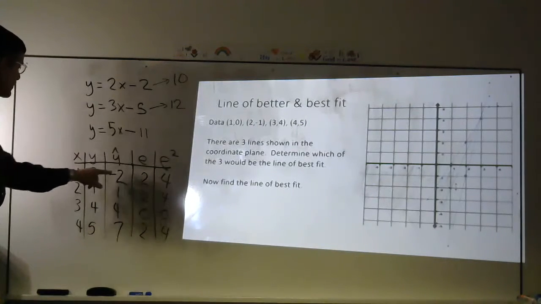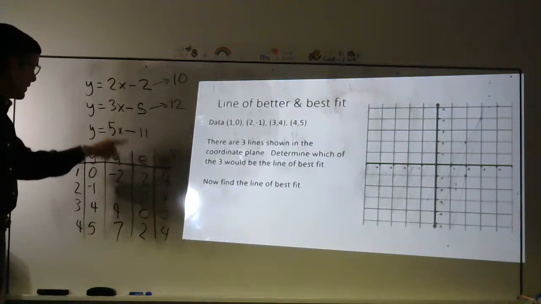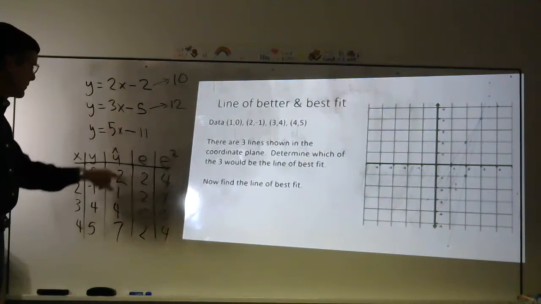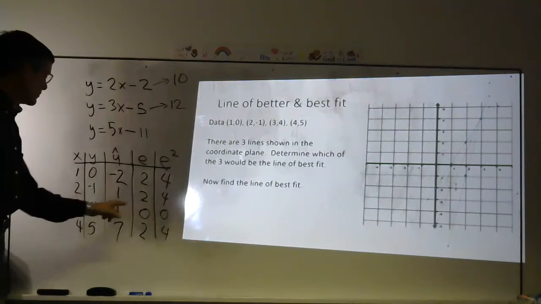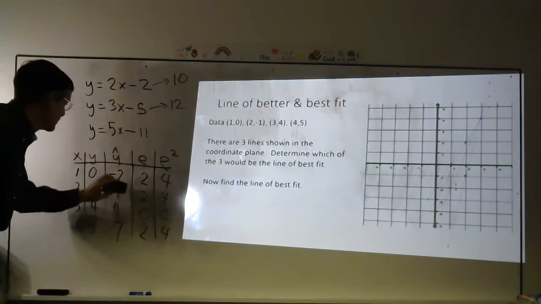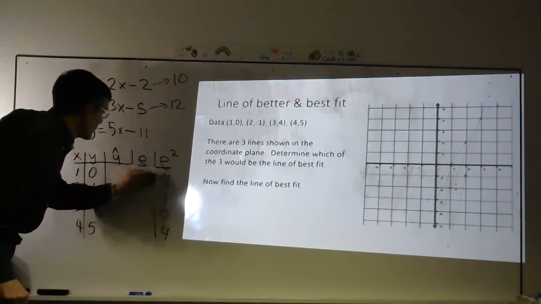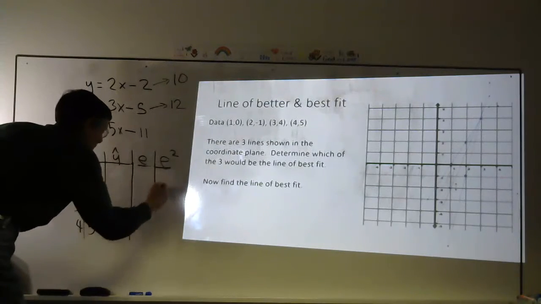3 minus 5 is negative 2. 6 minus 5 is 1. 9 minus 5 is 4. 12 minus 5 is 7. And error, 2 squared 4, 0, 2 squared 4, 2 squared 4. Looks good. Okay. One more to go.